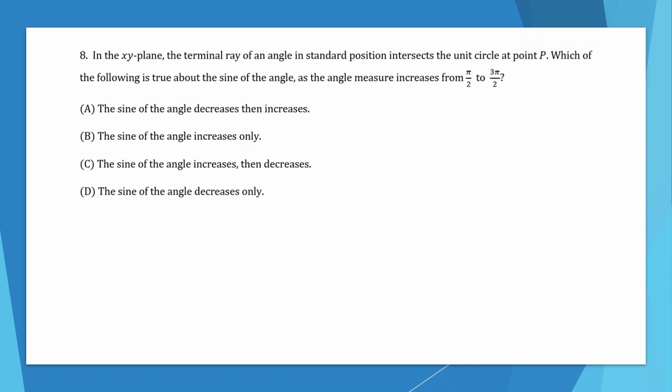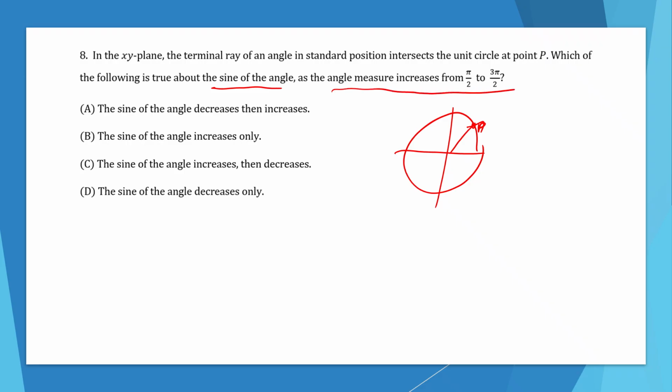All right, so for number 8 here, the terminal ray of the angle in standard position intersects the unit circle at point P. So that's just saying we're going to have point P on the unit circle. Which of the following is true about the sine of an angle, so the sine value, as the angle measure increases from pi over 2 to 3 pi over 2?